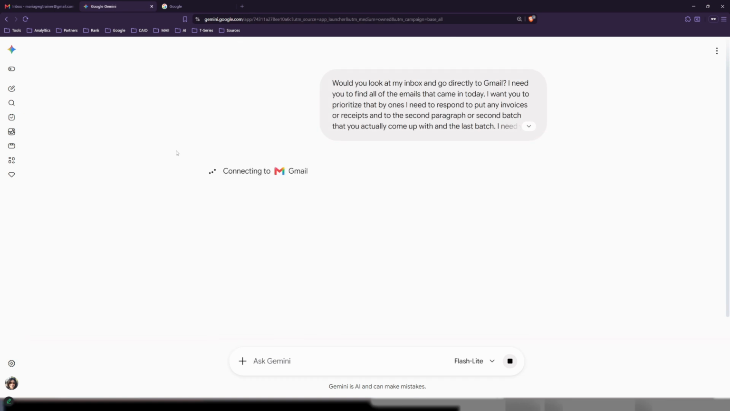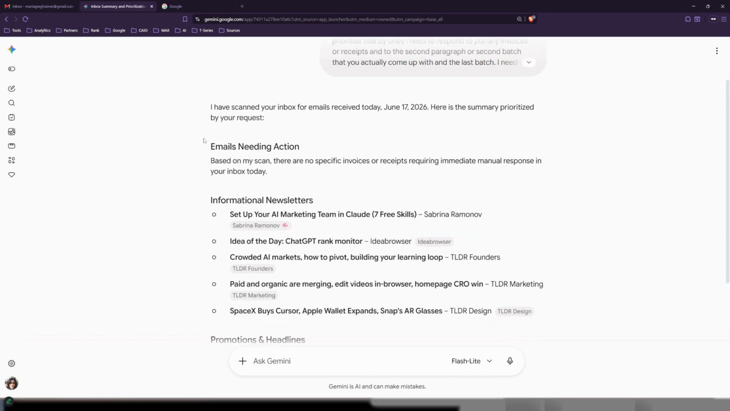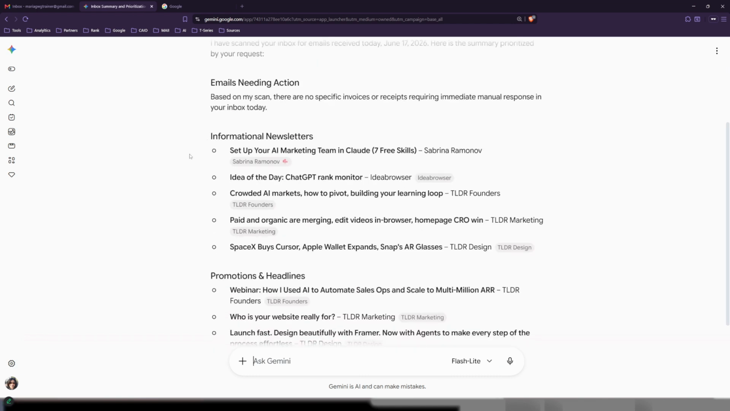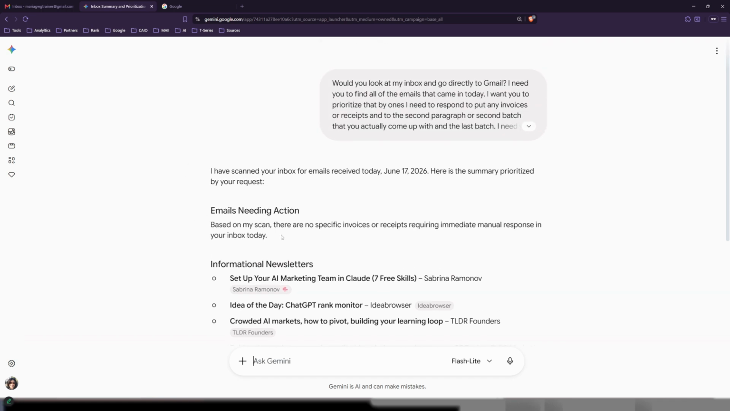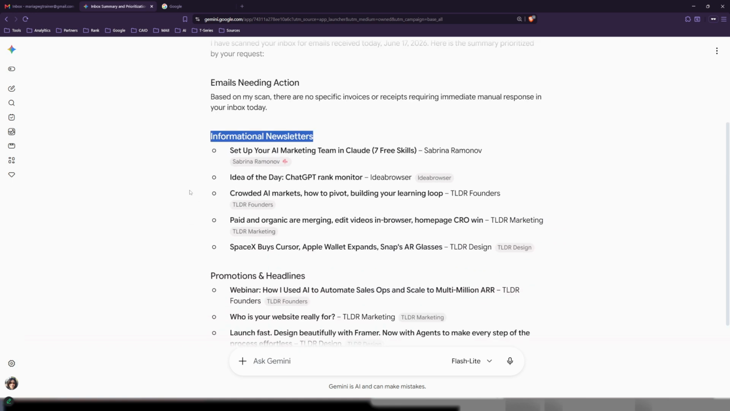All right, I have over 300 emails that come in on a daily basis. So what I'm doing is asking it to go in, and it's telling me it's got an informational newsletter, so there's nothing that needed action. This is my demo email, so of course there's nothing that needs real action here, but you can see that there are informational newsletters here. So I can see this newsletter, I can tap on it and go straight to the newsletter.